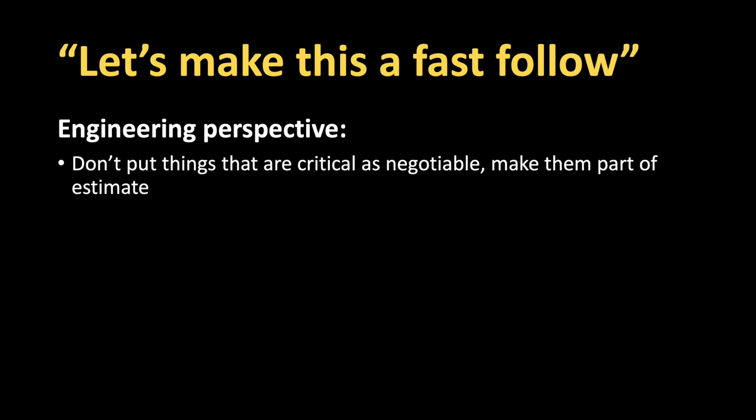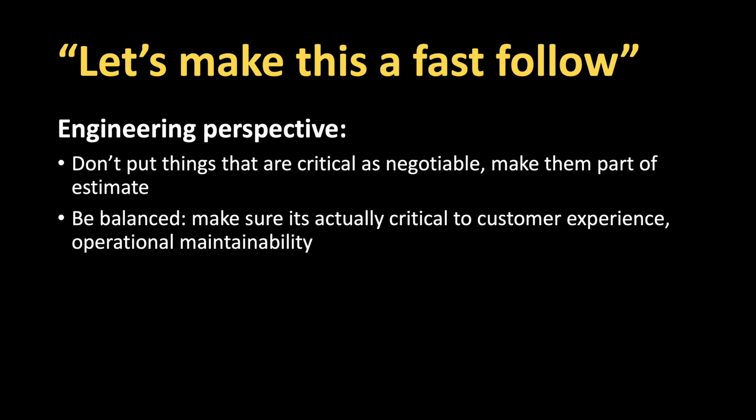So if there's something that is absolutely critical, make sure it's part of the thing that you launch, right? Don't put it up for negotiation because only engineering understands those things. But then at the same time, be balanced. Make sure it's actually critical to the customer experience and to maintain the feature and the scalability of the feature. If it's not actually critical, then be honest and candid, saying, okay, this can actually be a fast follow. So don't use this just to make everything not fast follow, right? So be honest with yourself, but at the same time, things that are really critical, such as basic testing, should not be up for negotiation to make them fast follows.